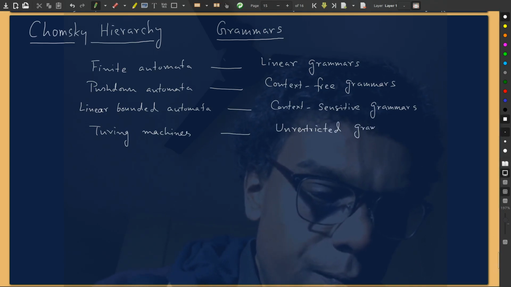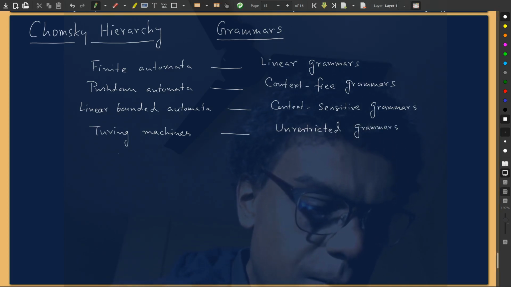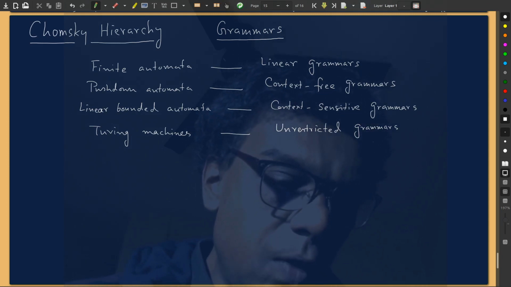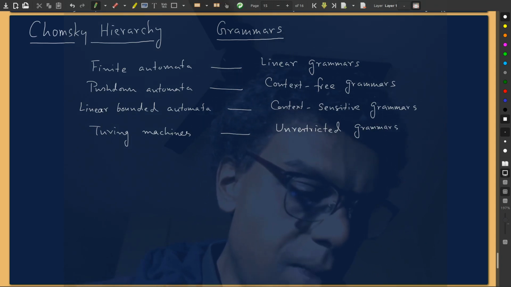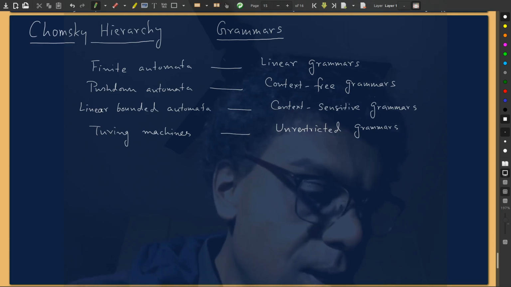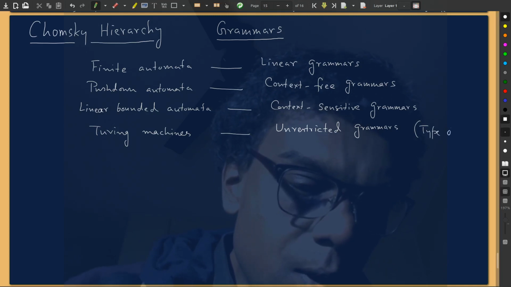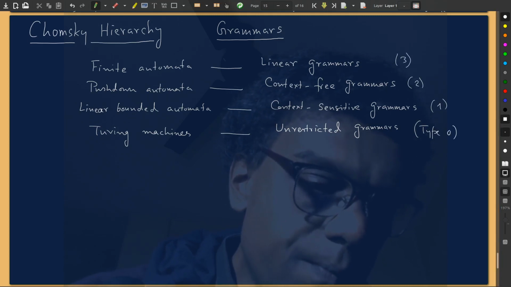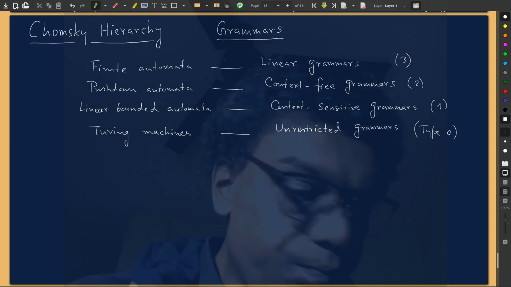So finite automata, push-down automata, linear bounded automata, and Turing machines are machines. Whereas these grammars are equivalent ways of specifying the same set of languages accepted by these machines. This is often called a type 0 grammar, and then type 1, type 2, type 3 grammar. Anyway, these are different names.